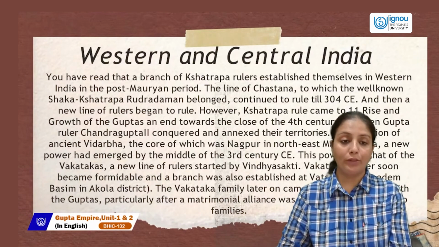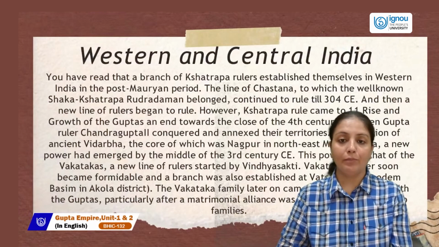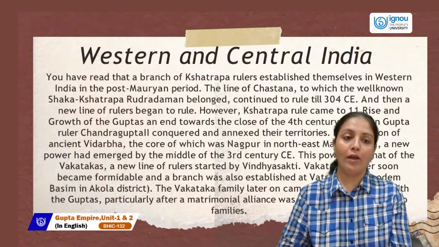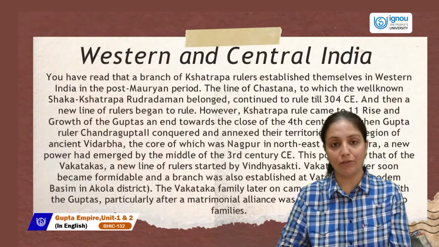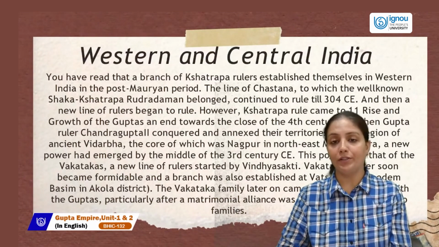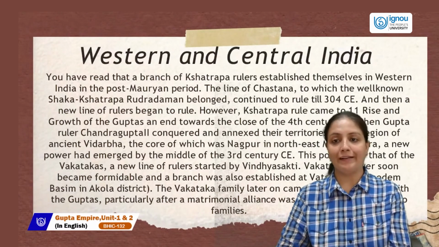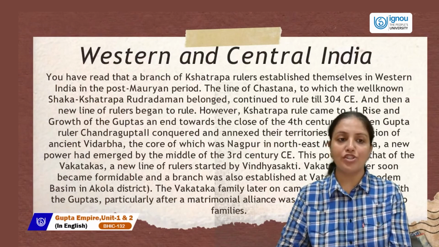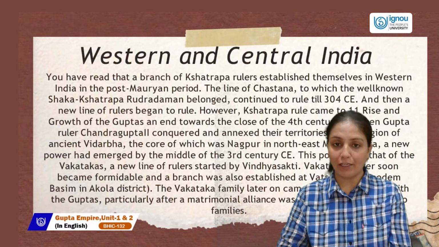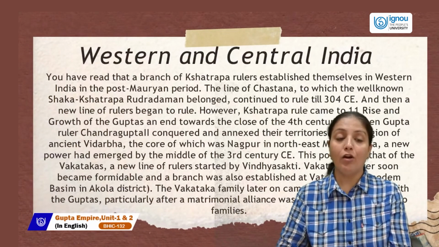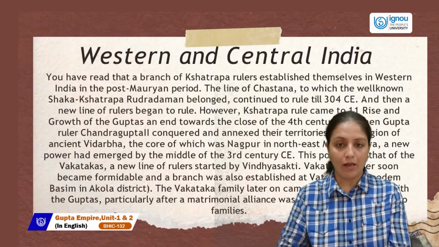Before the Gupta, Gupta being a big empire, we can discuss the mini empires, meaning chiefs and chiefdoms also. We should discuss these rulers too because they were very important. The line of Chastana, to which the well-known Shaka Kshatrap Rudradaman belonged, continued to rule till 300 CE. I will tell you some important incidents of Rudradaman after this.